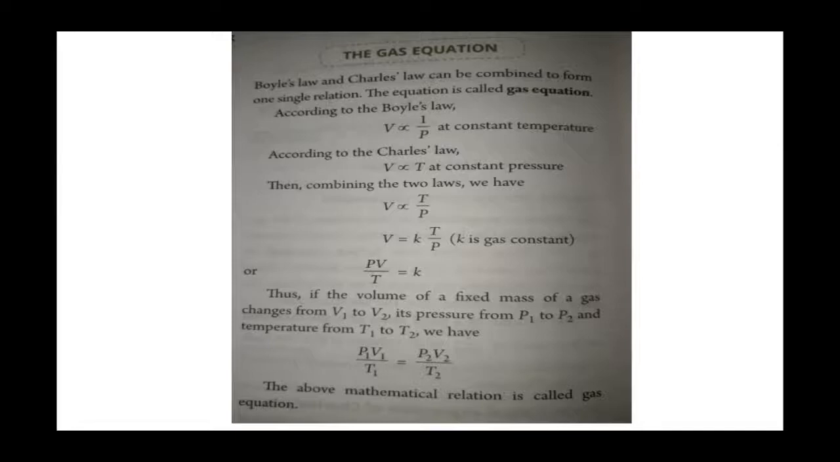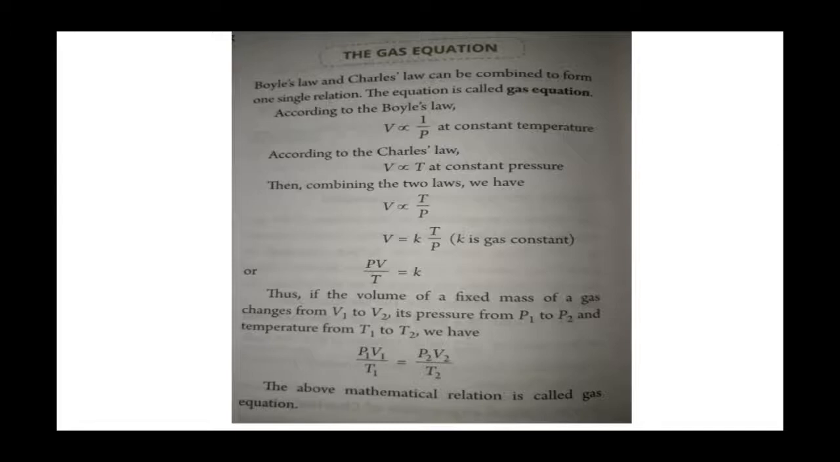Hope you understand how this equation comes. When you combine both equations coming from Boyle's law and Charles' law, you get this equation. In both laws, volume is common, so we have taken it with respect to volume. According to Boyle's law, V is inversely proportional to P, and according to Charles' law, V is directly proportional to T. So when you combine, it comes PV upon T is equal to K.